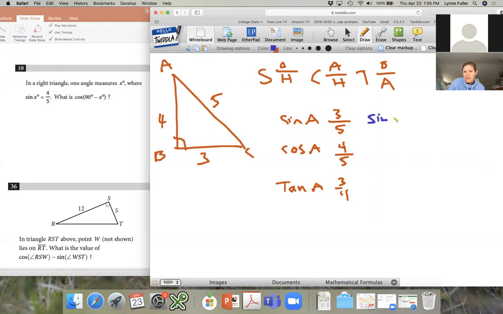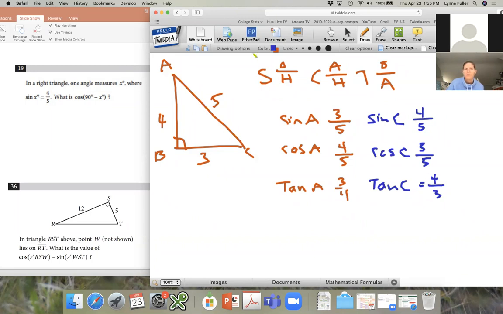So the sine of C is opposite over hypotenuse. Cosine of C is adjacent over hypotenuse, and the tangent of C is opposite over adjacent. And you'll notice that the sine of one is the cosine of the other, and the cosine of one is the sine of the other, and the tangents are the inverse of each other.